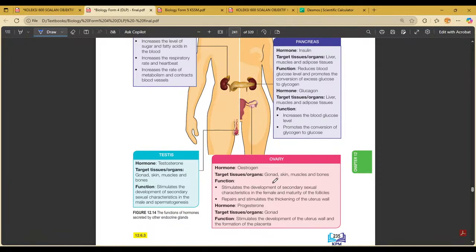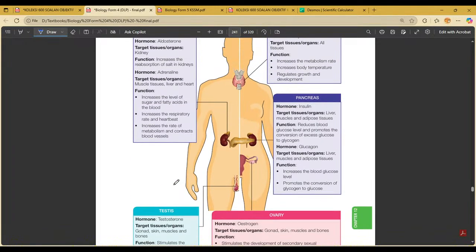Estrogen is used to stimulate secondary sexual characteristics in the female and stimulates thickening of the uterus wall, while progesterone stimulates the development of the uterus wall and the formation of the placenta. Testosterone stimulates the development of secondary sexual characteristics in the male and spermatogenesis.